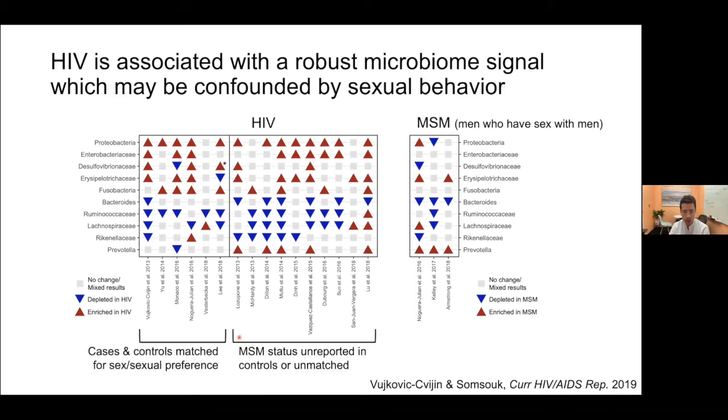and not that of HIV. And indeed, if you look at some of these studies, while several were matched for sex and sexual preference, a majority of them were actually not matched for MSM status. And looking closely, the salient features of the MSM microbiota crept into what was purported to be the signal associated with HIV infection, in the form of lower Bacteroides and higher Prevotella.